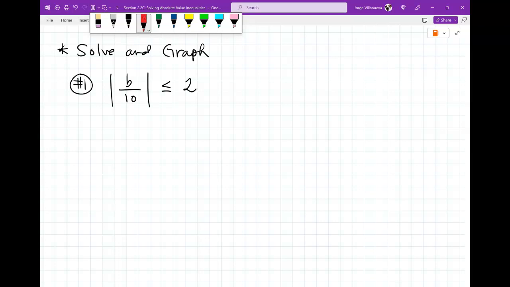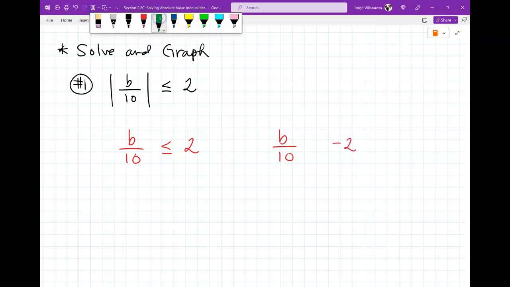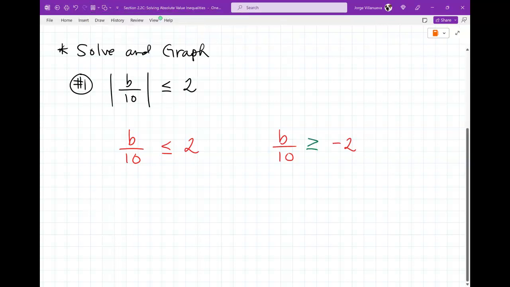So the first one is going to look normal. B over 10 less than or equal to 2. Okay? And the next one is going to look a little different. It's going to say b over 10. What do I do to the number on the right side? I make it negative. But here's the little catch, and I'm going to make sure that you guys see it in a different color. The symbol is going to switch. Why does it switch? Because I switched the sign on the right side to negative, so I got to switch the symbol. So you're switching both symbol and sign.